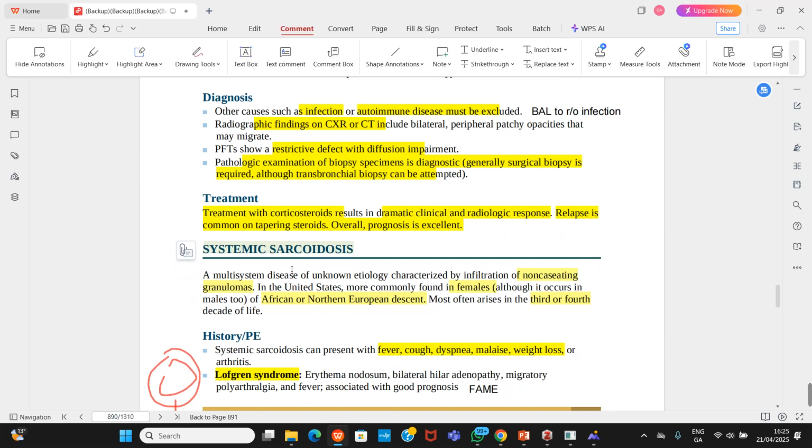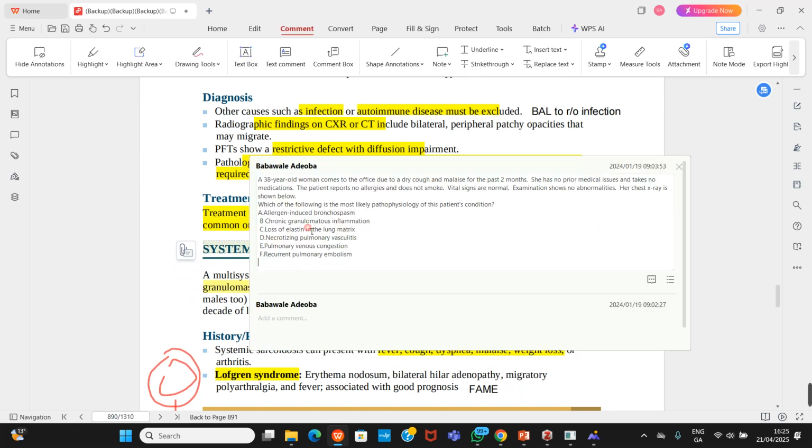I think I have a question here. A 38-year-old woman comes to the office due to dry cough and malaise for the past 2 months. She has no prior medical issues. She takes no medication, reports no allergy, and does not smoke. Vitals are okay. Examination shows no abnormality. Her chest X-ray is as shown below. Which of the following is the most likely pathology of the patient's condition? So we have seen the chest X-ray.